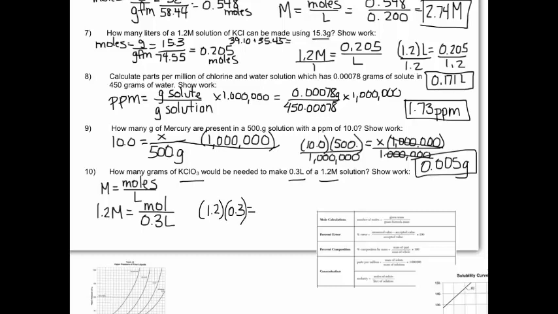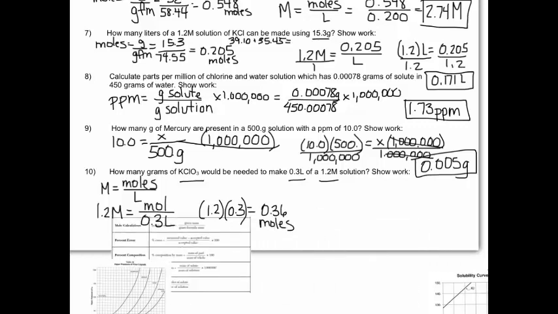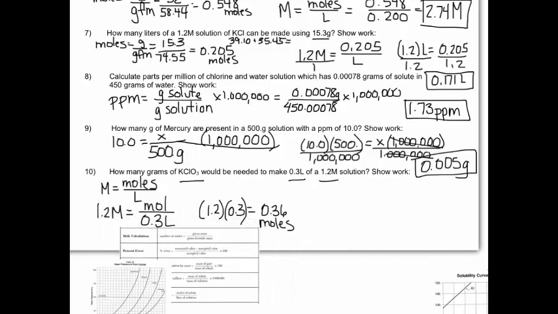And the number we get is 0.36, and that's moles. That's not what we're looking for, though. We're looking for grams. So using our moles calculation here to solve for the grams, we have 0.36 moles is equal to, we're solving for grams.